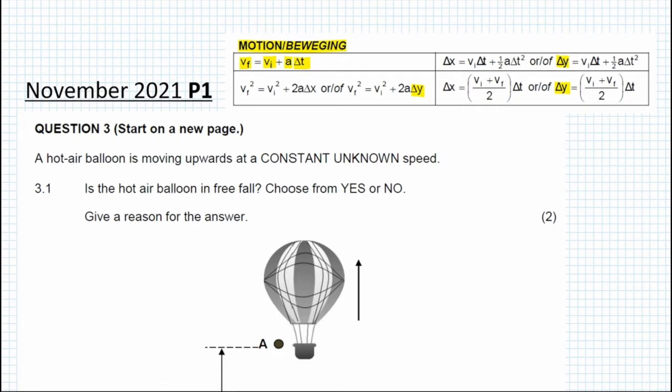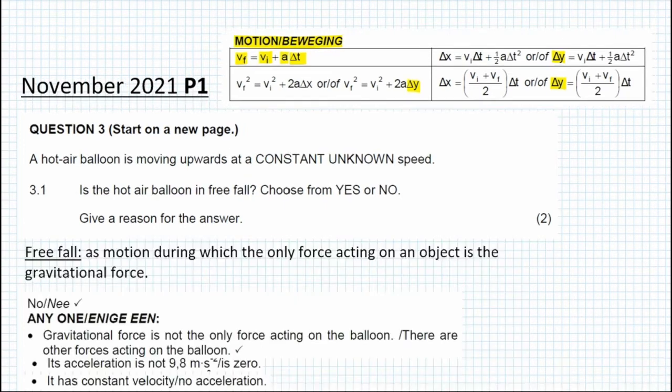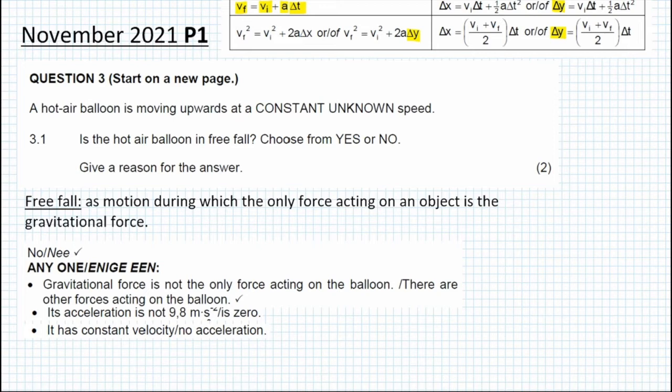Let's now take a look at question number 3. Now, question number 3 begins with a statement which says, a hot air balloon is moving upwards at a constant, unknown speed. Before we move along and see what the questions ask, let's analyze this statement.